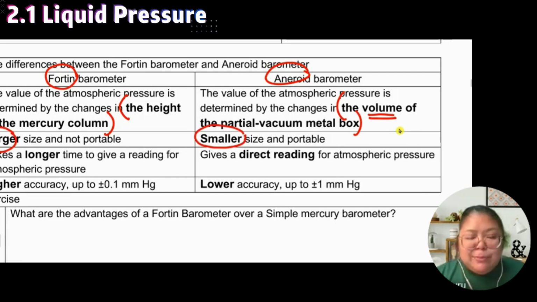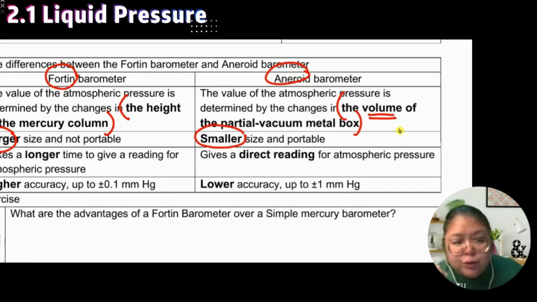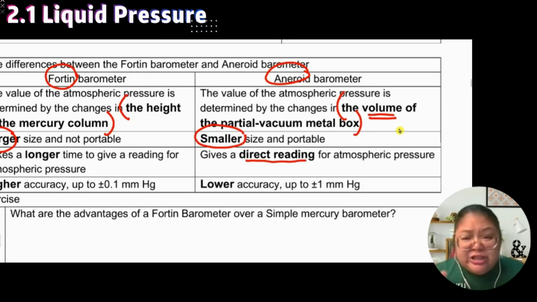Take longer time to give the reading. Maybe with the mercury you want to wait. They want to show you the reading, but this one can show the reading, just like the gas pressing it. After that, they can show the higher accuracy, 0.1 mm mercury. The other one is 1 mm mercury only. So the decimal point is more, so that means you can read more.